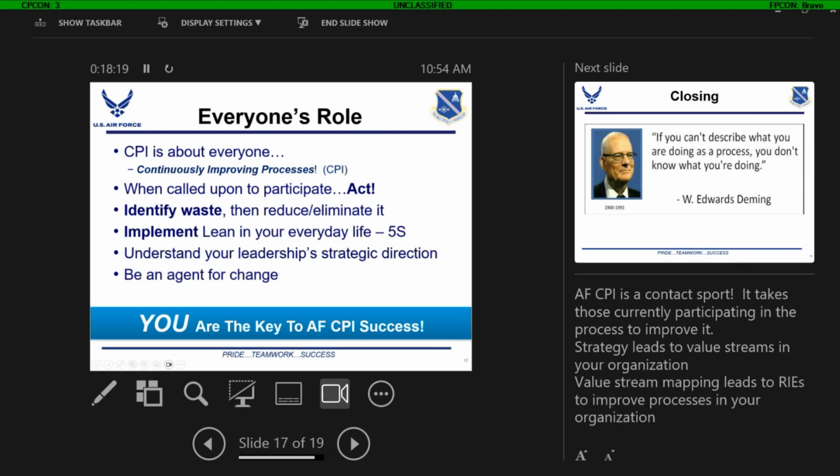The other role for everyone to incorporate is understanding what your leadership's strategic direction is and how you play a part. We're all here to help the organization as a whole, so we all must be an agent for change. And as the banner at the bottom of the slide says, you are the key to AFCPI success, which incorporates all of us doing all we can to improve efficiency and effectiveness within our processes.